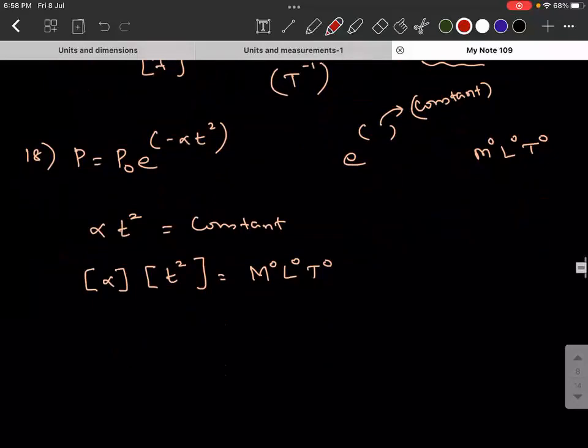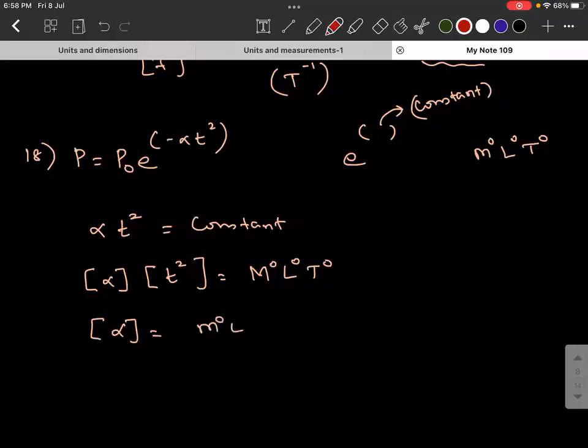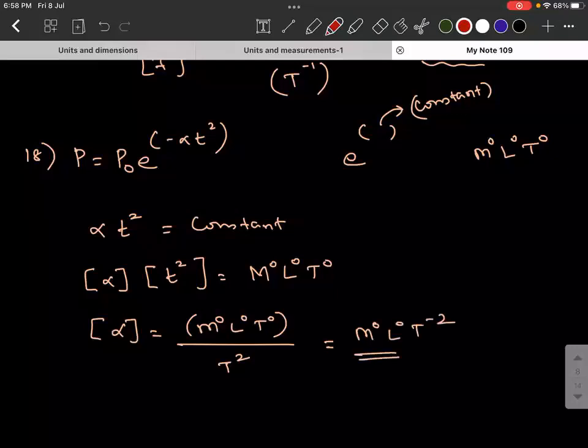So what is our job? To find the dimensional formula of alpha. The dimensional formula of alpha will be equal to M0 L0 T0 divided by the dimensional formula of T squared, which is T squared only. So what will the answer be here? M0 L0 T minus 2. So this is going to be the dimensional formula of alpha.